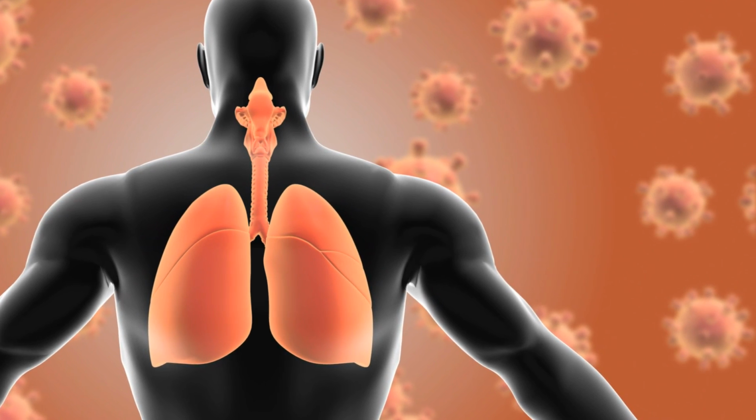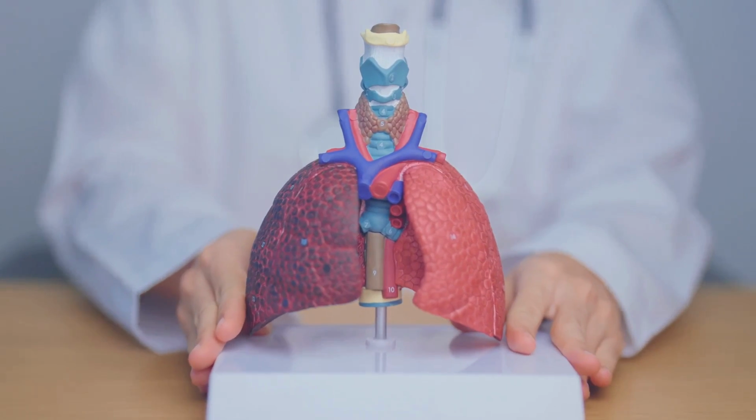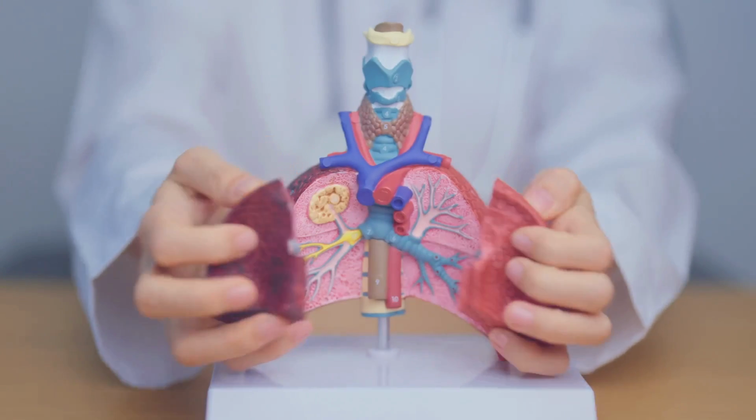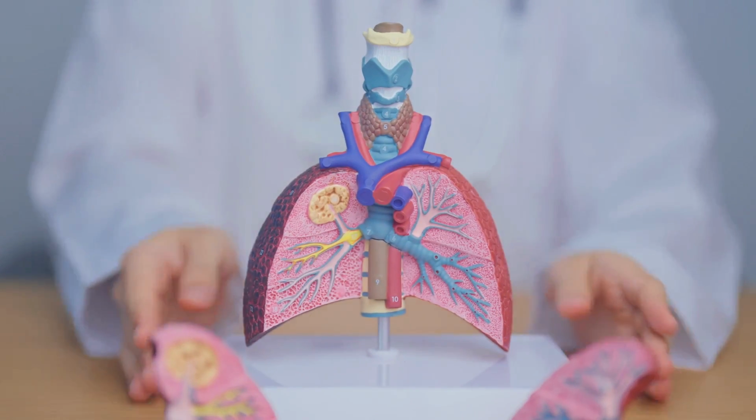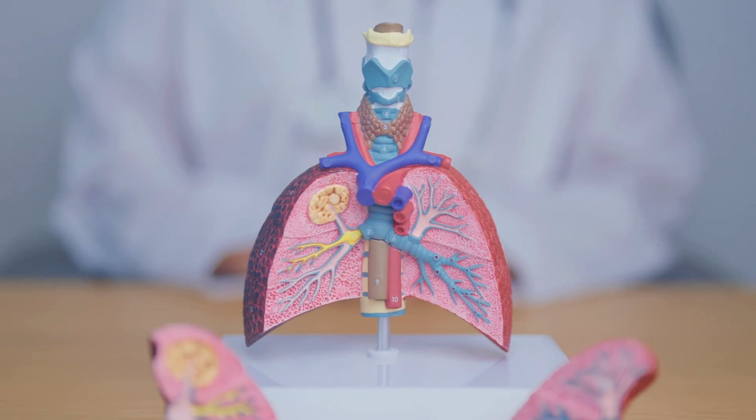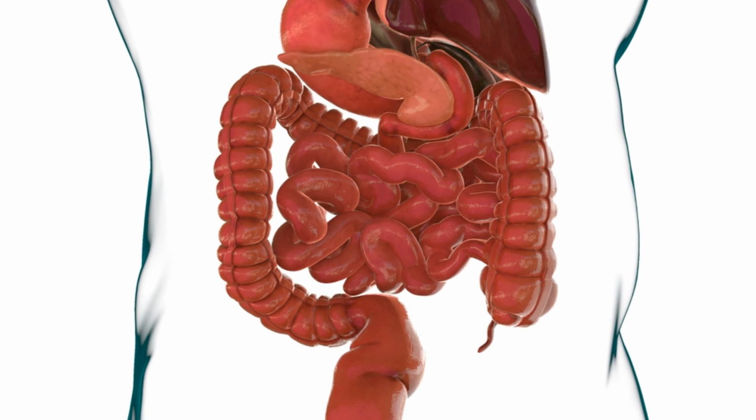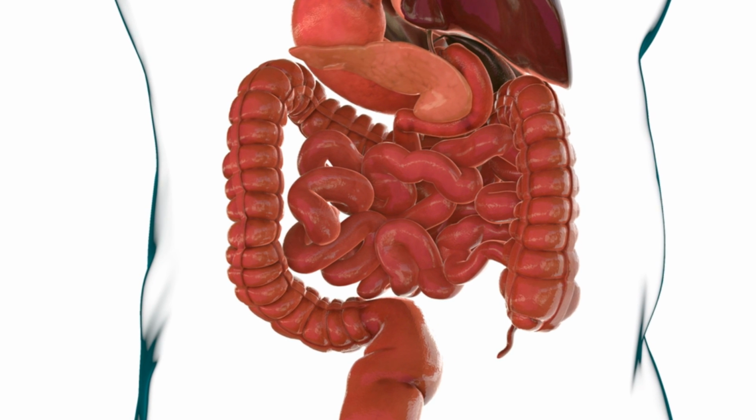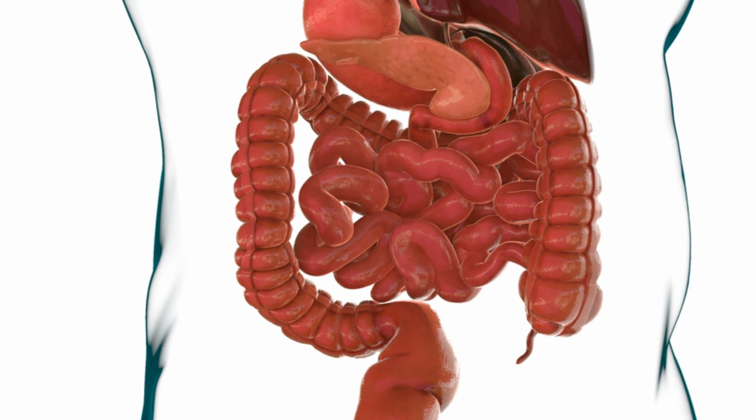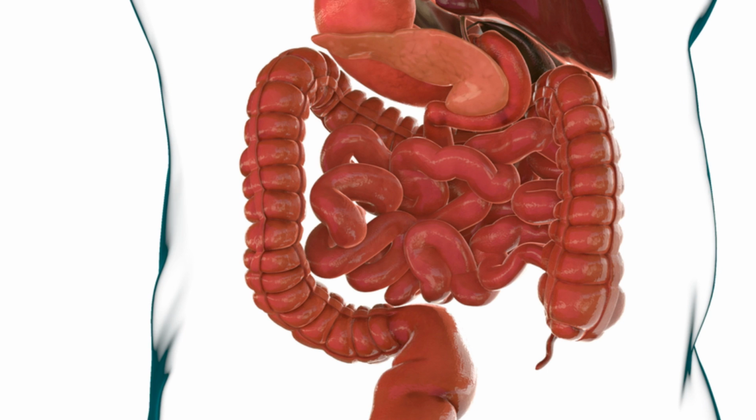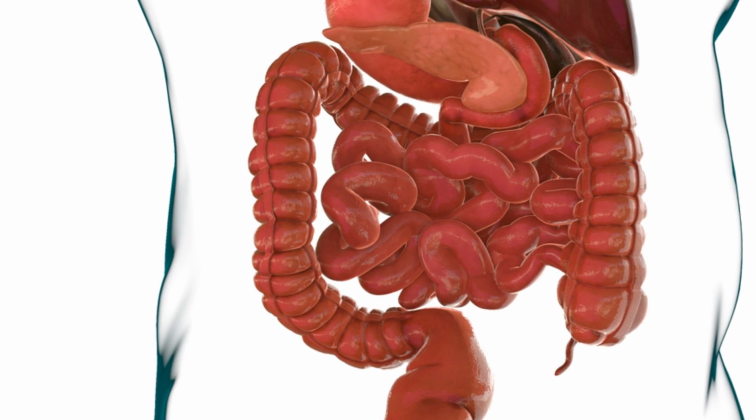What is the digestive system? The digestive system is a group of organs that break down food into nutrients the body can use, then eliminate waste. It consists of a long, hollow tube called the digestive tract, including the mouth, esophagus, stomach, small and large intestines, rectum, and anus, and accessory organs like the liver, gallbladder, and pancreas.